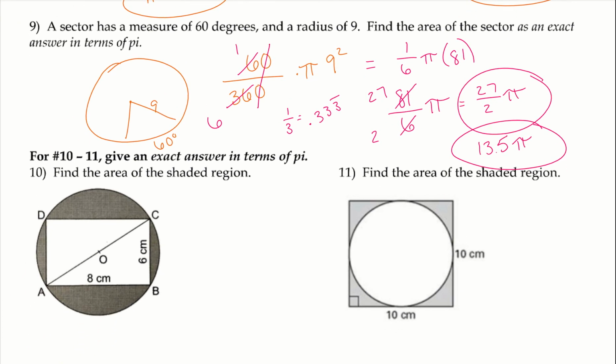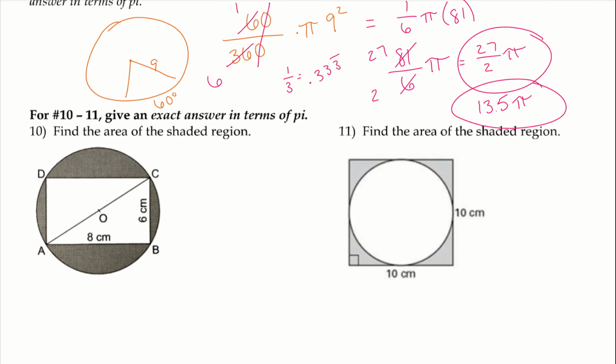Alright, let's go ahead and take a look at 10 and 11. Give an exact answer in terms of pi, find the area of the shaded region. So we have this circle, right? And it does give us the diameter, even though it looks like we have the diagonal of a rectangle, which we do, but it goes from one end of the circle to the other end, and it goes through the center. So we do have the diameter, but I've taken out this rectangle on the inside of my circle. So if I find the area of the circle, subtract the area of the rectangle, then I'm going to have the rest of the circle around it.